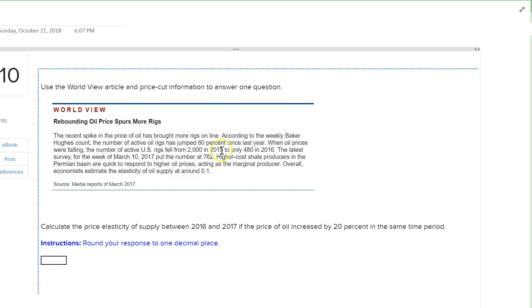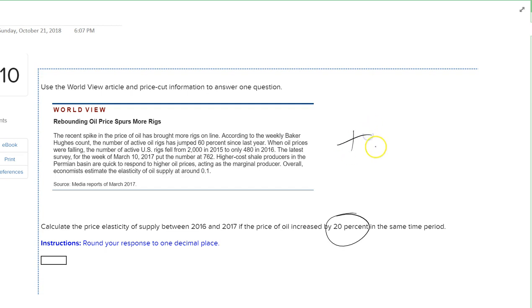Let's see. 11 is a simple calculation of elasticity. So the price elasticity of supply, and you're going to use the midpoint formula. And you've already got part of the information, and you'll find the rest in the problem. So you've got the price increase of 20%. That's going to go on the bottom, and it's already given to you in percentage form. And you're calculating the price elasticity, so that's the piece we don't know.